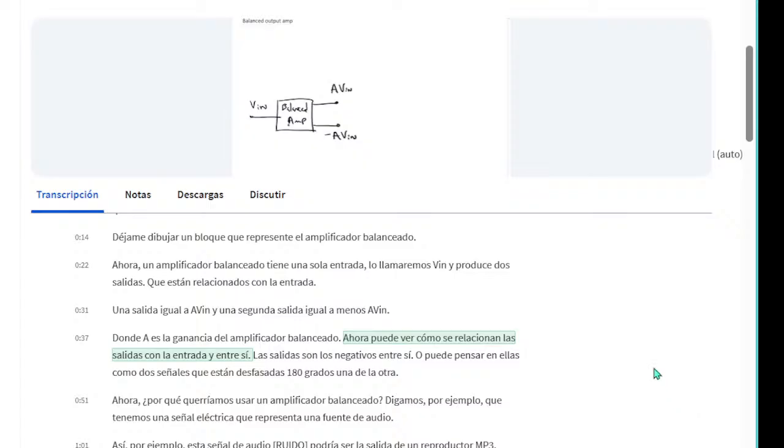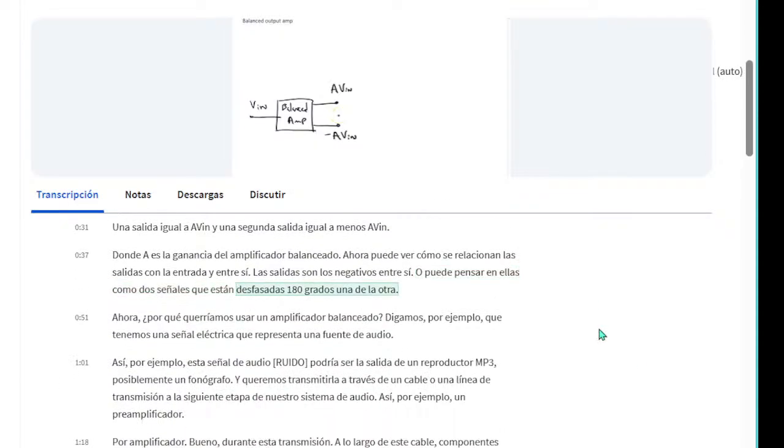Now you can see how the outputs are related to the input and to each other. The outputs are the negatives of each other, or you can think of them as two signals that are 180 degrees out of phase from each other. Now, why would we want to use a balanced amplifier?